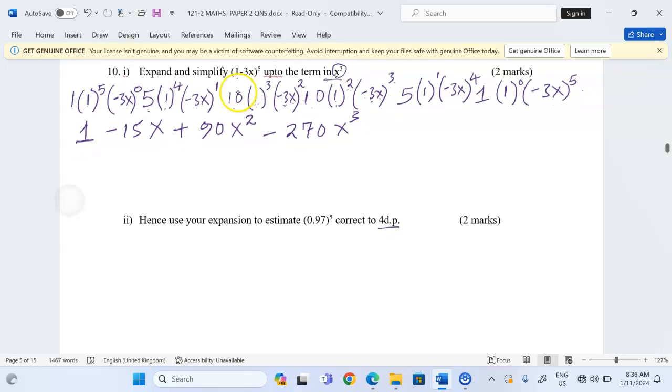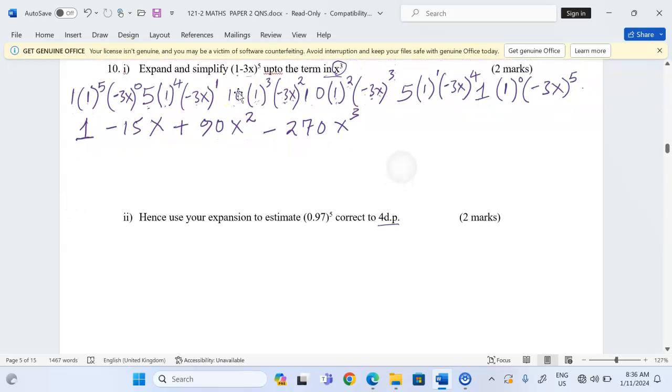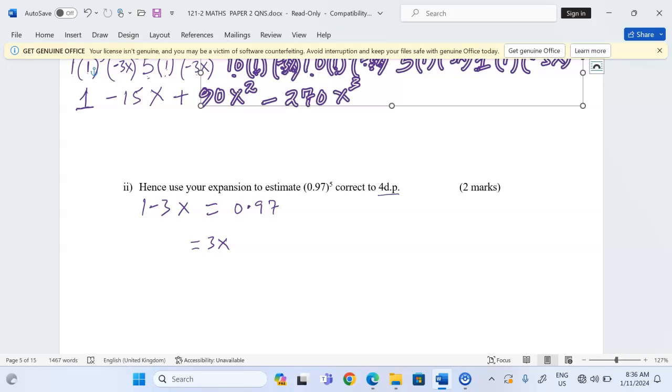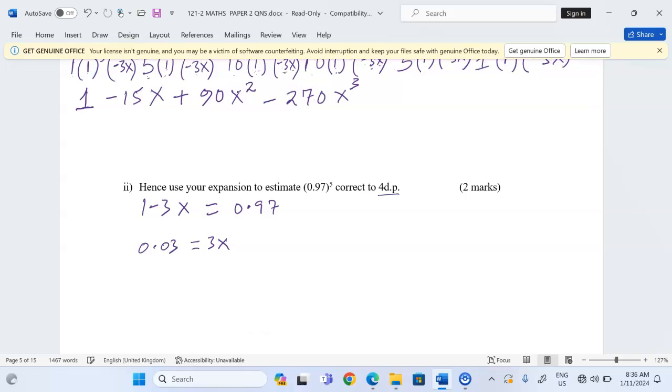So the binomial expansion is (1 - 3x)^5. We equate it to 0.97, which has also been raised to power 5. To find the value of x, we can have 3x coming to this side where it becomes positive. Then 1 minus 0.97 becomes 0.03. So the value of x, when we divide through by 3, is 0.01. So that is the value of x.